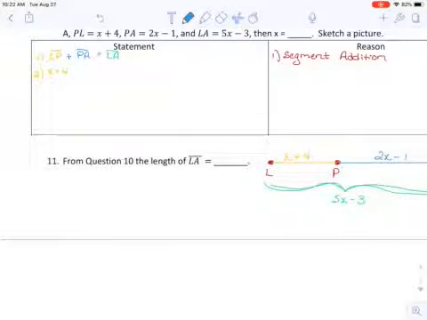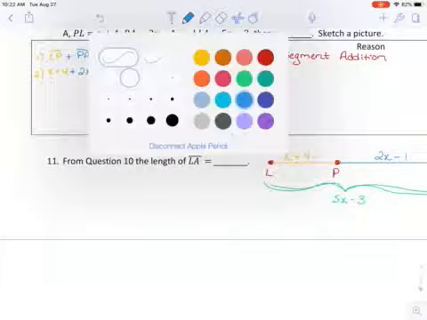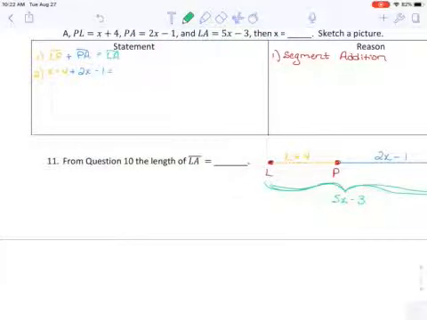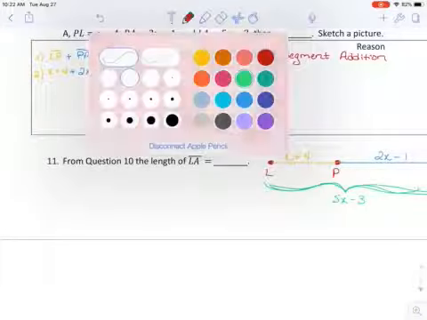I was plugging stuff in. PA is 2x plus 1, or sorry, minus 1, so I'm going to plug that in. And then it's going to equal the whole thing, and the whole thing is labeled 5x minus 3. All I did was substitute. So that's what I'm going to write.